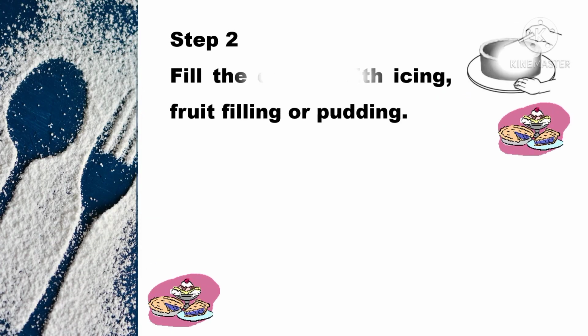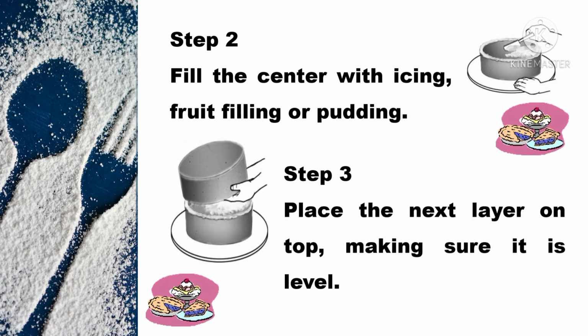Step 2. Fill the center with icing, fruit filling, or pudding. Step 3. Place the next layer on top. The weight of the layer will cause the circle of icing to expand. Place the top layer, flat side down, so that the top of the cake is perfectly smooth and flat. So those are the steps in filling cake layers.